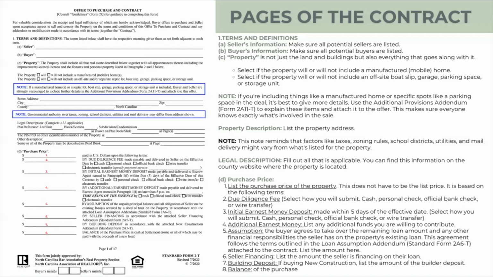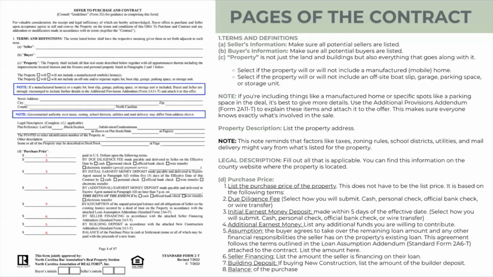This is going to be made within 5 days of the effective date. Select how you will submit: cash, personal check, bank check, or wire transfer. Number 4 is any additional earnest money. You're going to list any additional funds that your buyer is willing to contribute.